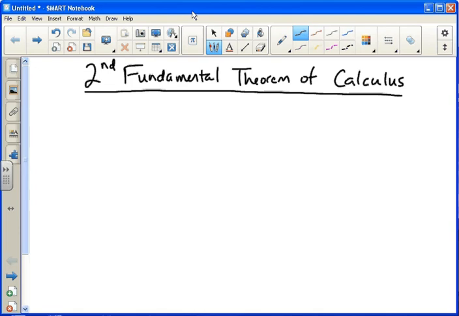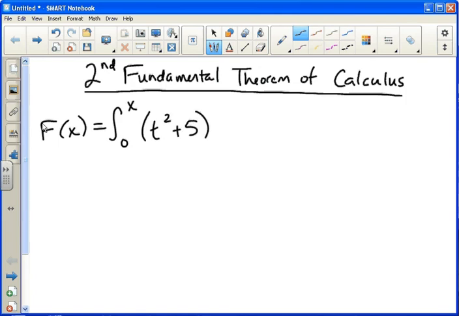Let's just consider this function. If you notice, this has two variables in it, a t and an x, and the function is actually a function of x. If you think carefully about what this function does, it finds the area under the curve t squared plus 5 from 0 to x.